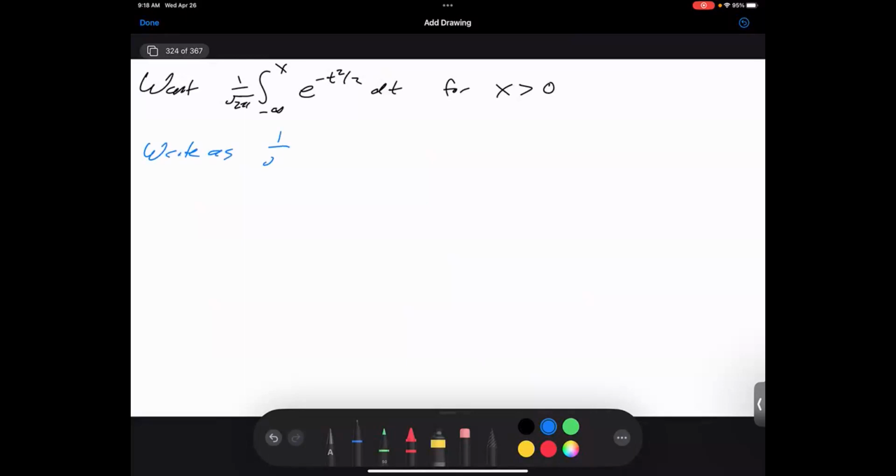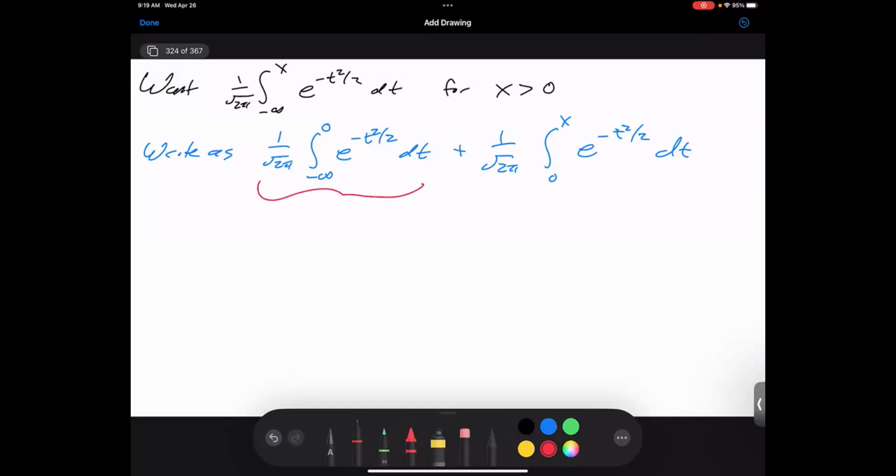It's 1 over square root of 2 pi, integral from negative infinity to 0 of e to the negative t squared over 2 dt, plus 1 over the square root of 2 pi, integral from 0 to x of e to the negative t squared over 2 dt. What does this first integral equal? A half.